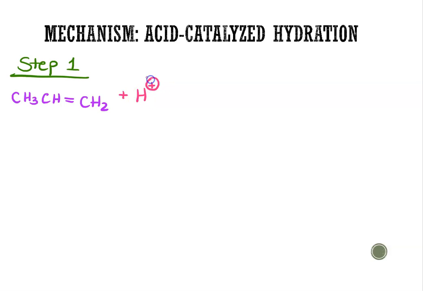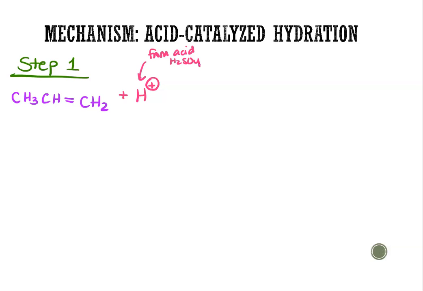So let's talk about the acid-catalyzed hydration mechanism. This is a more complicated situation. We have multiple steps happening here, so let's look at it a step at a time. Step 1, we'll do it with propene, so we can apply Markovnikov. I'm going to react it with an H+. This is from the acid, so this is from the H2SO4.